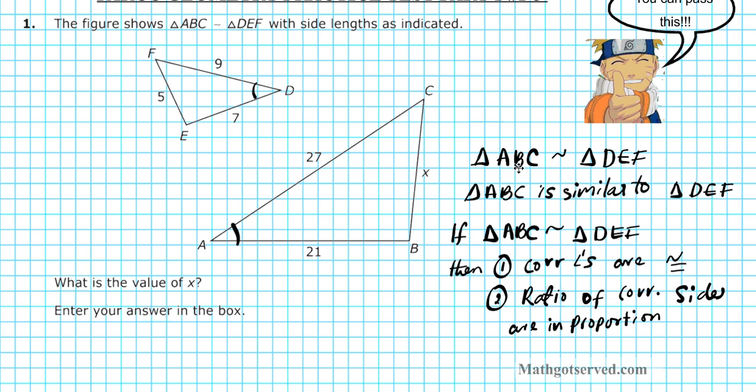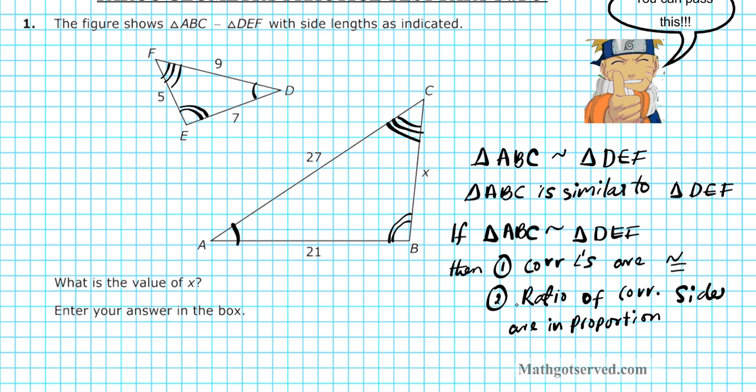And then angle B in the bigger triangle corresponds to which angle here? Angle E. So you see the order, angle E, because that's the second letter. And then angle C corresponds to angle F. So that's the accurate order of correspondence.